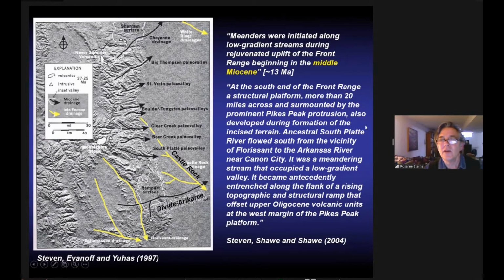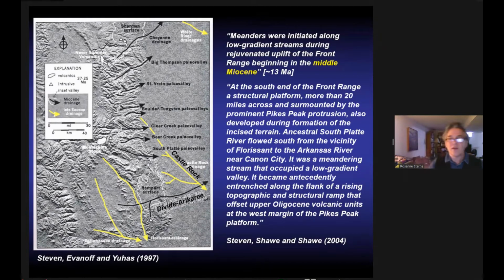He talked about timing, and a lot of these meanders were initiated along low gradient streams and then rejuvenated by uplift to the Front Range beginning in the middle Miocene, which caused those drainages to incise. So what he's talking about are some of the incised meander loops we see like along Clear Creek and a lot of the canyons going up into the Front Range. But keep this middle Miocene, so 13 million years in age, in mind.